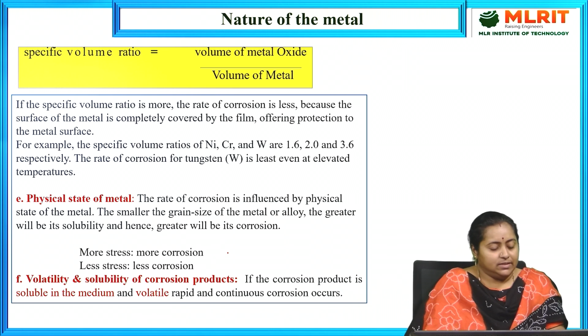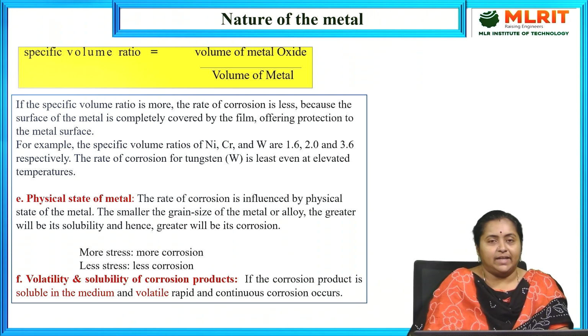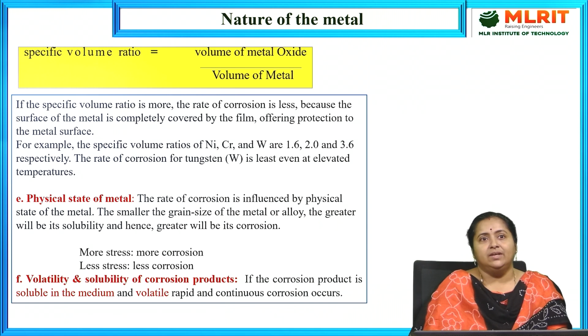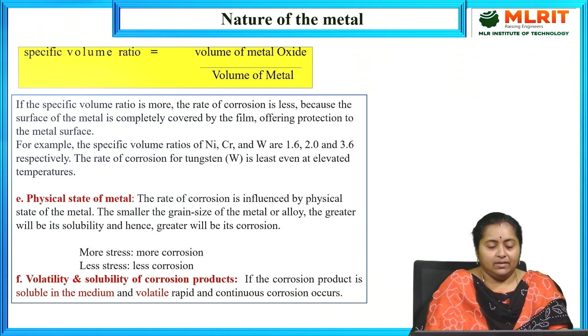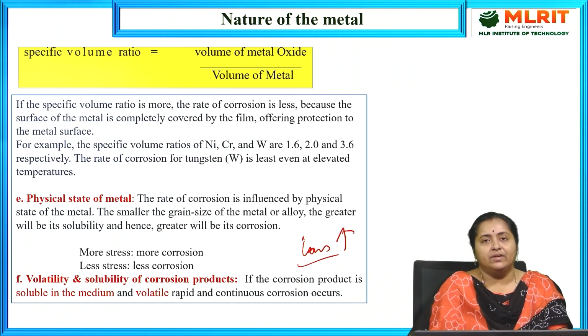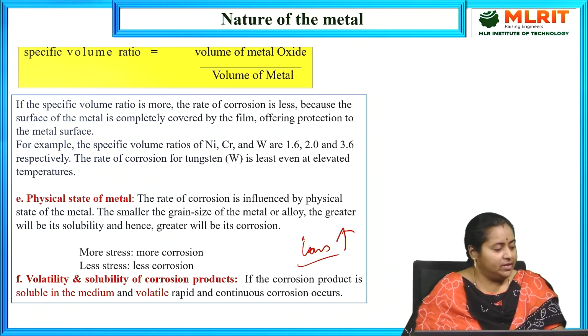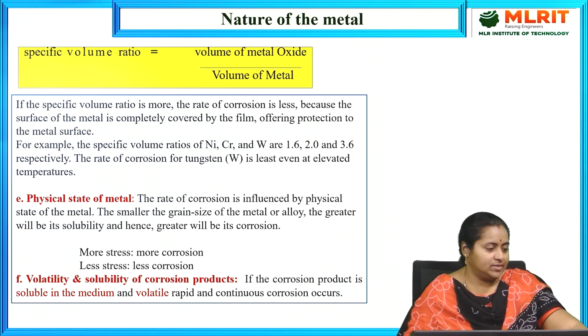Next, solubility of corrosion product or volatility. Solubility of corrosion product means if the corrosion product is able to dissolve in the medium, then new ions will be produced. Then it is able to increase the scope of rate of corrosion reaction. So, if it is insoluble, then it is able to reduce the rate of corrosion reaction.